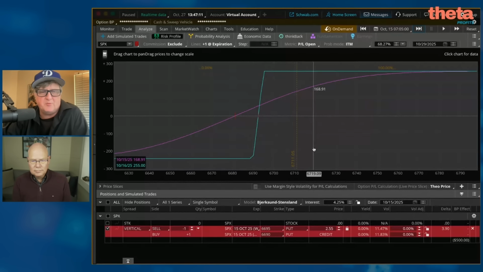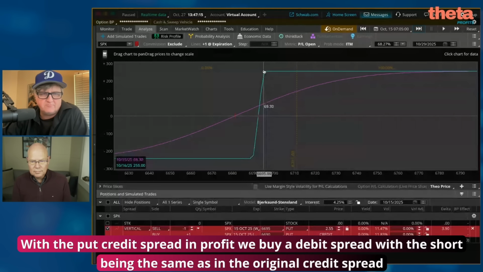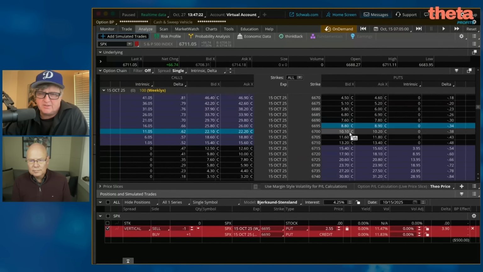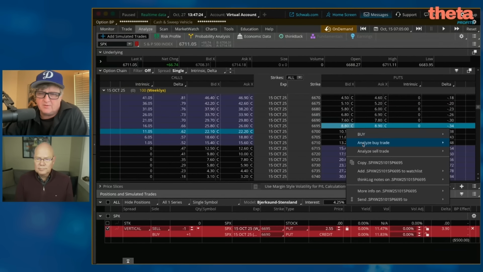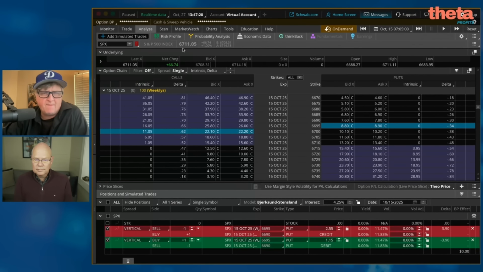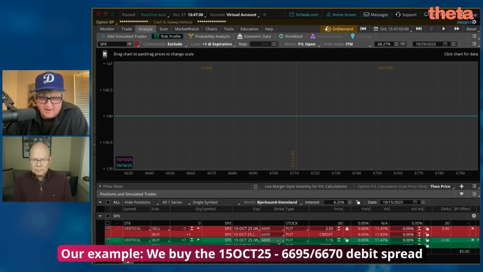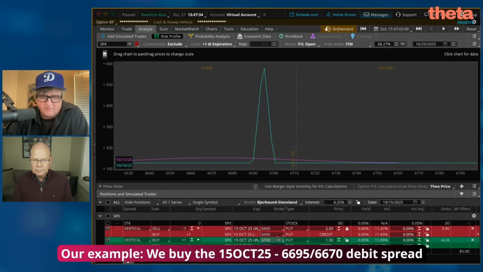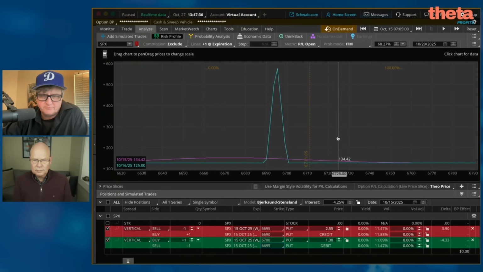So I'm going to buy a debit spread with the short at the exact same spot there, which is 66.95. So let me go to the option chain, and I'm going to say buy debit spread. And I need to adjust these strikes because I want to make sure that that short is at the same short of the original one. So there is the other side.